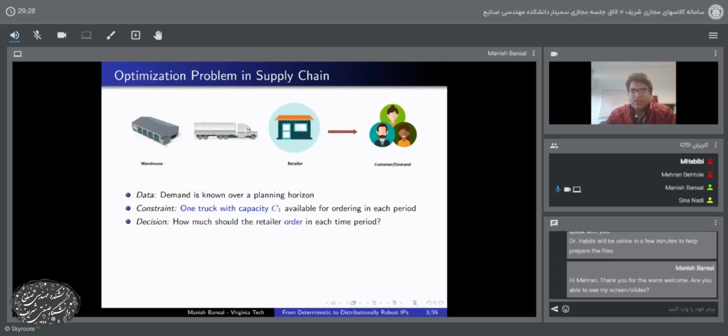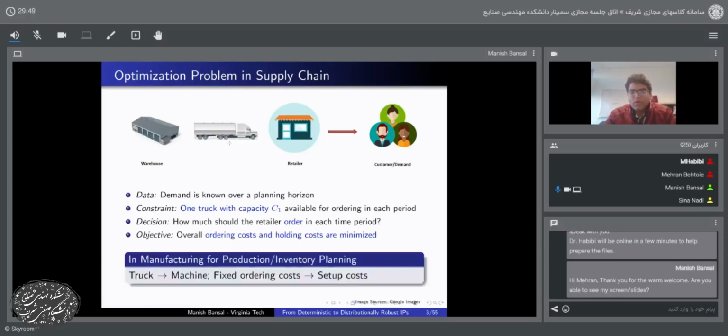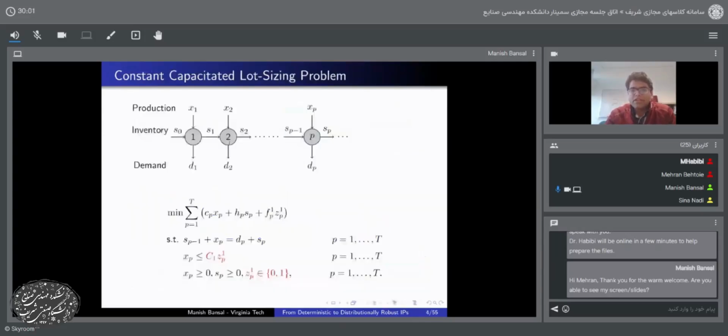Now, the decision that the retailer has to make is how much to order in each time period. And note that the cost for ordering also includes a fixed cost to hire this truck. The objective is to minimize the overall ordering cost and the holding cost. If you see this problem in manufacturing settings, a truck will be replaced by a machine and the fixed ordering cost will be replaced by the typical setup cost. And this problem can essentially be defined as a network flow problem.